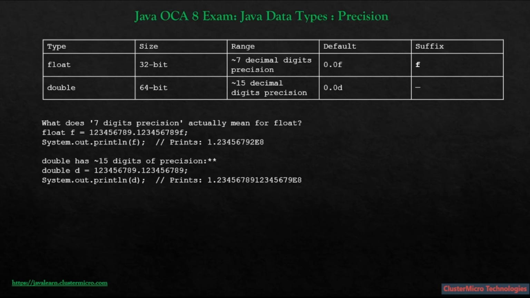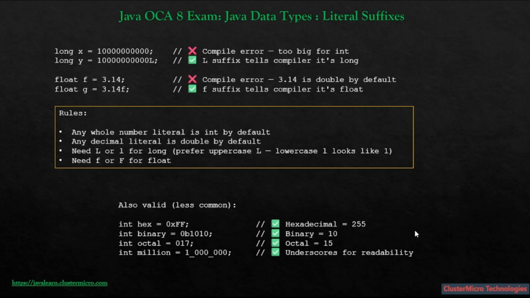So, Java data types and literal suffixes. This slide is responsible for more lost marks on the OCA exam than almost any other topic. Literal suffixes are simple, but the exam exploits them ruthlessly. So here's the rule: when you write a whole number like 100 in your code, Java treats it as an int by default, not a byte, not a long, always int. When you write a decimal number like 3.14, Java treats it as a double by default, not a float, always a double.